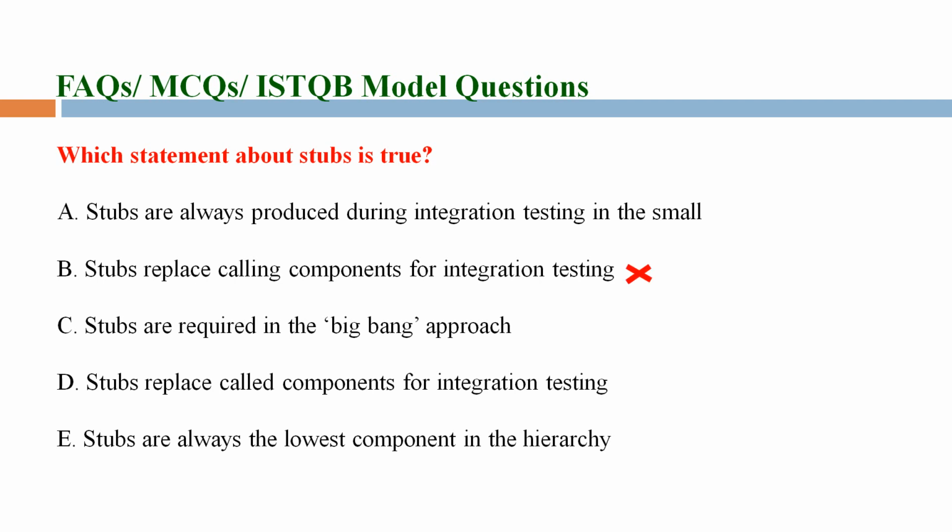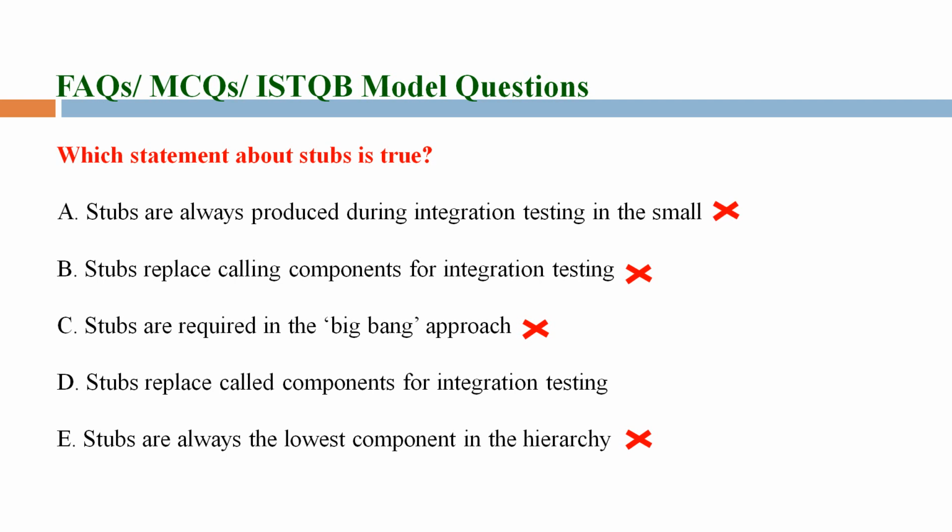See, stubs replace calling components for integration testing. Wrong, because these are the called functions, called components. Stubs are required in the Big Bang approach. No, stubs are not at all required in the Big Bang approach. That is only the advantage of Big Bang. Stubs or drivers are not required in the Big Bang approach because all the components are integrated at once. The next, stubs are always at the lowest component in the hierarchy. It's wrong. We cannot say the stubs are always at the lowest component in the hierarchy, because whenever a component is not available in the project within the layer, then the stubs will be used in place of that unavailable component.